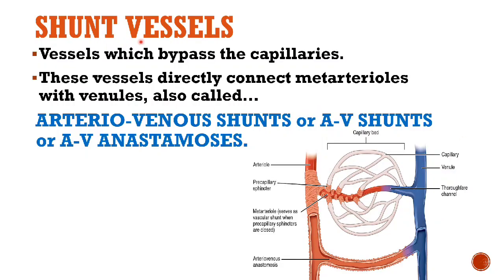The next type of vessels are shunt or thoroughfare vessels. These are the vessels which bypass the capillaries, and they directly connect the meta-arterioles with venules, also called arteriovenous shunts or AV shunts or AV anastomosis. So in this picture you can see there is a direct connection between the arterioles and venules. So here also you can see the AV shunt or AV anastomosis, whichever we can call it.